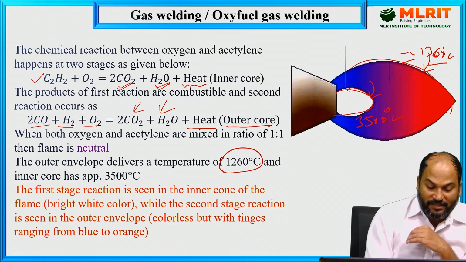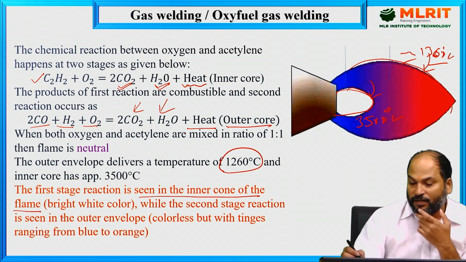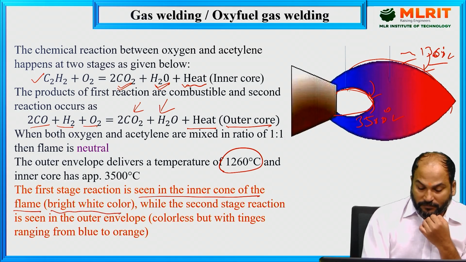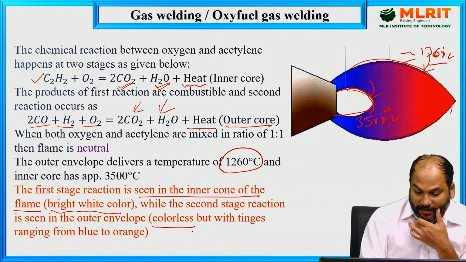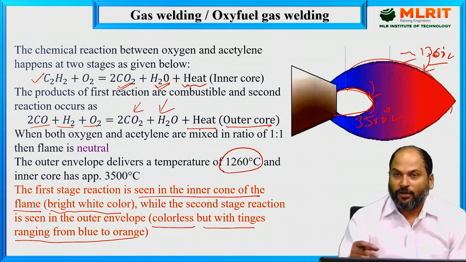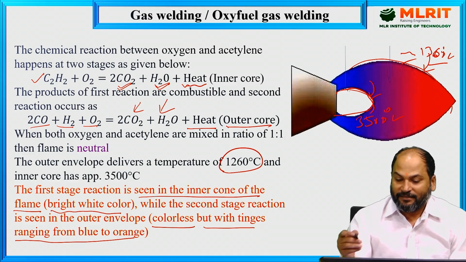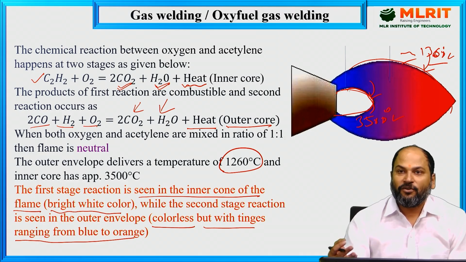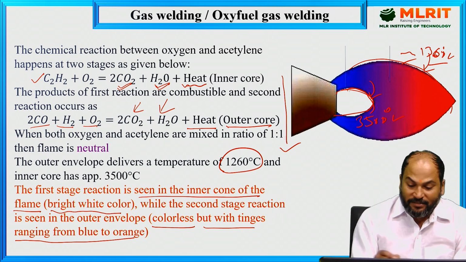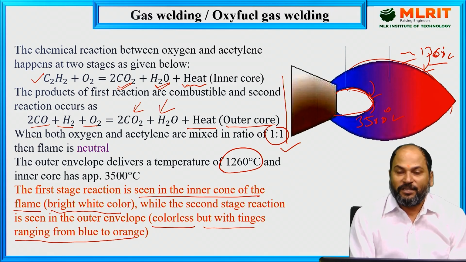Okay. The first stage reaction is seen in the inner core of the flame, and its color will also be different. If you look at this inner core, its color will be bright white, and the outer will be almost colorless but with tinges ranging from blue to orange. So from this also we can find out, and as I said at the start, different volumes of acetylene and oxygen will be there. This is the general reaction which occurs. Okay, now what is the ratio of the acetylene and what is the ratio of the oxygen over there in the torch?